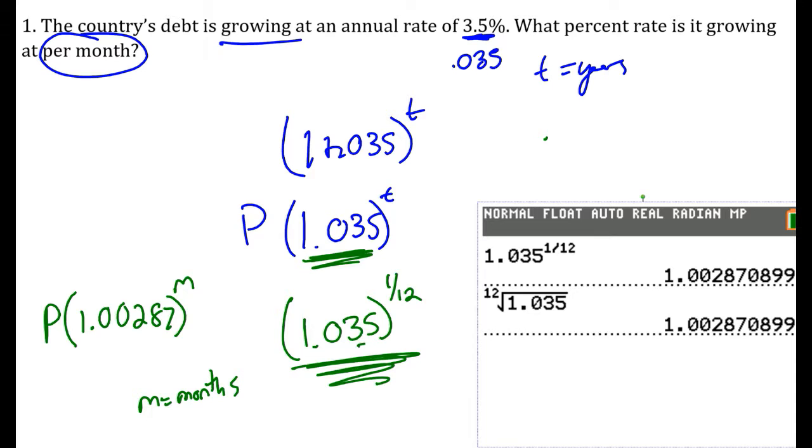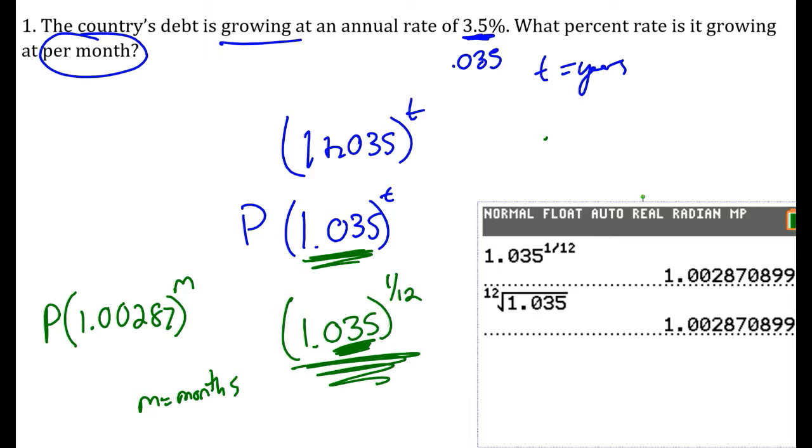But because I want the monthly rate, it has to shrink. It has to get smaller, so I'm going to take the 1/12th power. If this was the monthly rate and I wanted the yearly rate, I'd raise it to the 12th power to make it bigger. But because I wanted to make it smaller, I'd raise it to the 1/12th power.